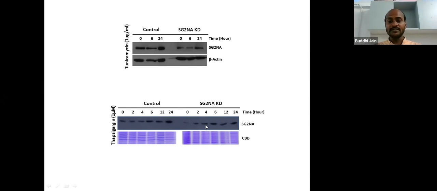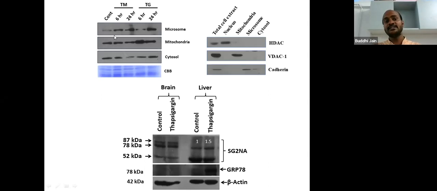In further experiments, we wanted to confirm at what subcellular location this expression is going up. The expression is increasing, but at what subcellular location? So for that we did the subcellular fractionation.